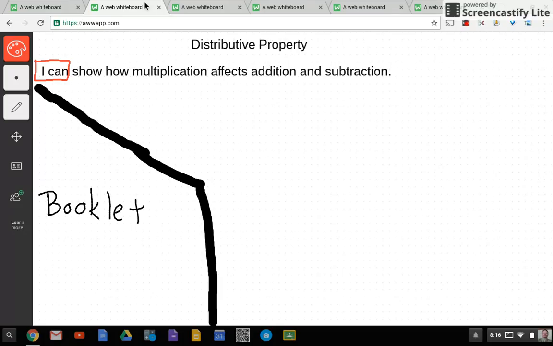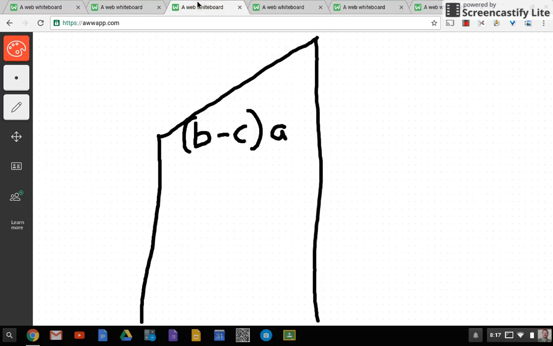So when you get your page done, it's going to look like this. This is page 30 of your INB. The booklet goes on the left. There's your I can statement and plenty of room to write. So let's get to work on the booklet.